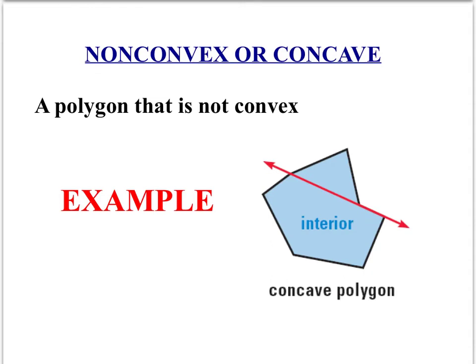So a concave or a non-convex polygon is the opposite. If I were to extend all these sides, I'd be good with all these surrounding the outside, but as soon as I got to this side and I saw that it went inside of the polygon, I would know that that polygon is considered concave.